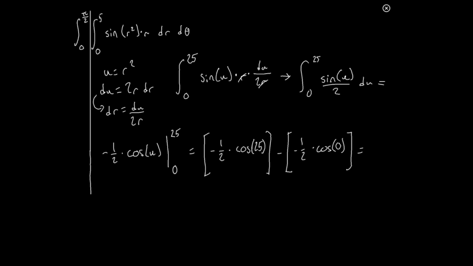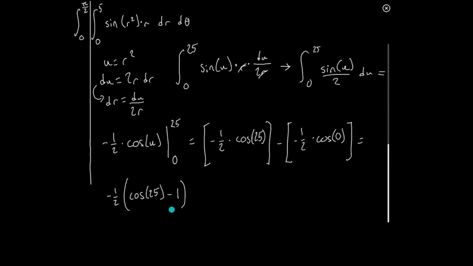All right, so let's plug it in, shall we? So what we end up getting from that. Okay, I was just looking at it. I don't think that the cosine of 25, even in radians, can be reduced to anything other than just a decimal number. So what we're going to end up with here is just negative 1/2 times cosine of 25 minus cosine of 0, which is just 1.